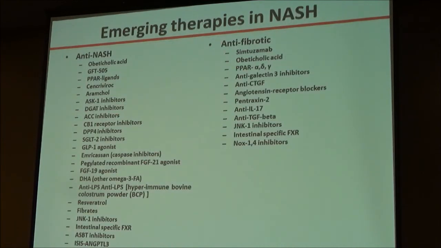So I mentioned to you that there are no FDA-approved medications right now for NASH. However, there are numerous clinical trials going on right now, several in phase three currently. This just gives you a summary of all of the drugs that they're looking at to come up with therapies for NASH. And these drugs are either targeting inflammation or they're targeting fibrosis. But I can tell you that probably in the next 3 to 5 years, we're going to have a medication on the market to treat NASH.